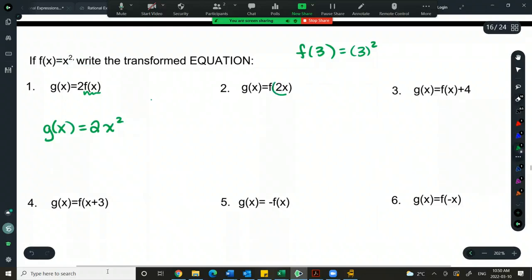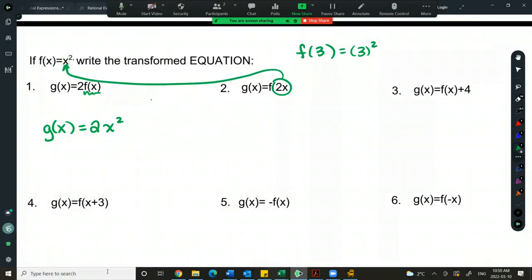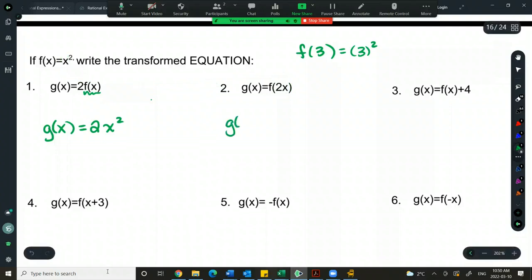We are actually not going to take it out and square it or anything like that. We're literally just going to plug it inside of x here. So you're going to replace x with 2x.